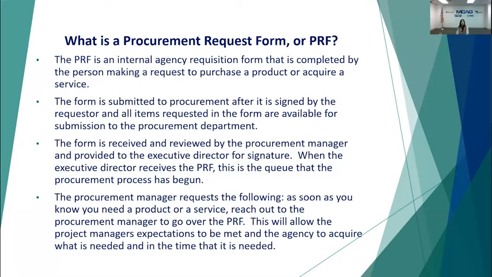The form is submitted to procurement after it is signed by whoever is requesting an item, and all the items requested in the form are available to submit to the procurement department, and we'll get to the details of what all that is. The form is received and reviewed by myself currently, the procurement manager, and then I provide it to the executive director for her signature, so I get it to Stacy for her to sign. When she receives this form, this is her cue that the procurement process has begun.